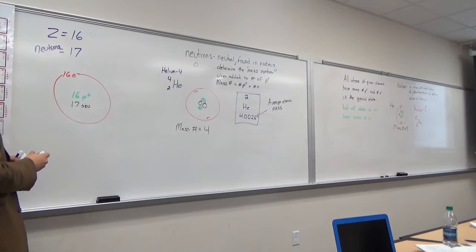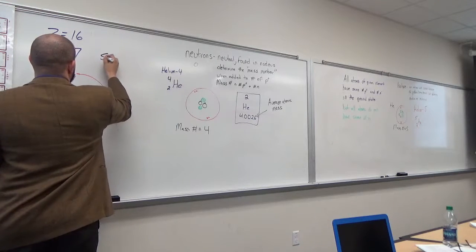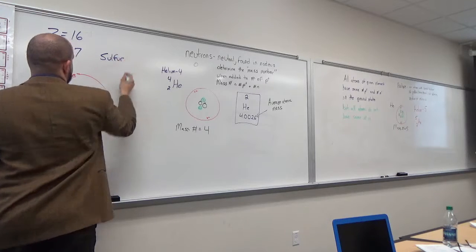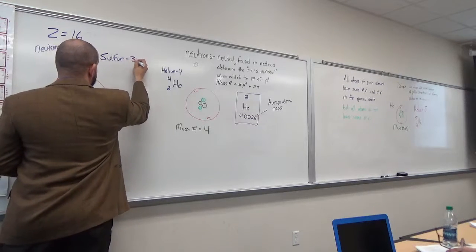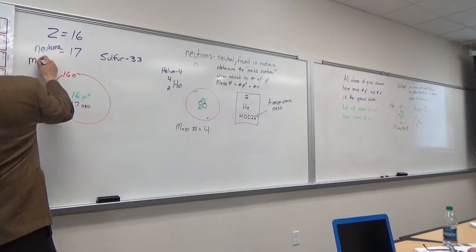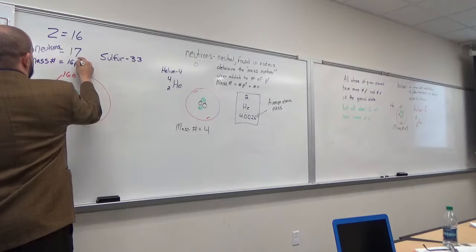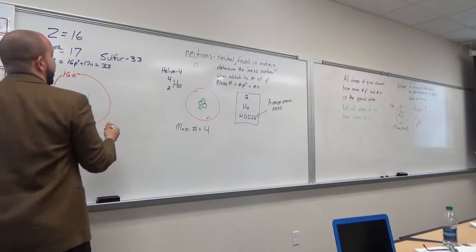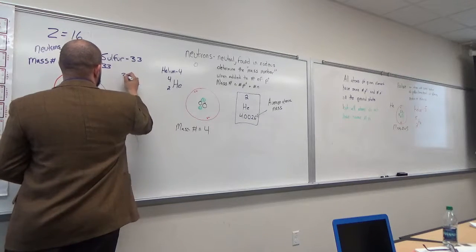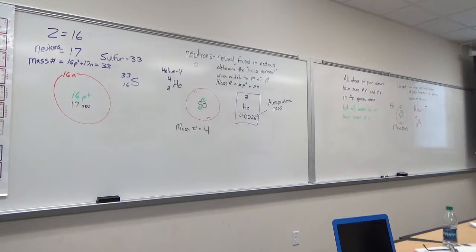The identity of this is our good friend sulfur. The mass number, 33. Where do we get the mass number from? Well, mass number is equal to 16 protons plus 17 neutrons equals 33. Shorthand, S, 33, 16. Got to be able to do all of that.